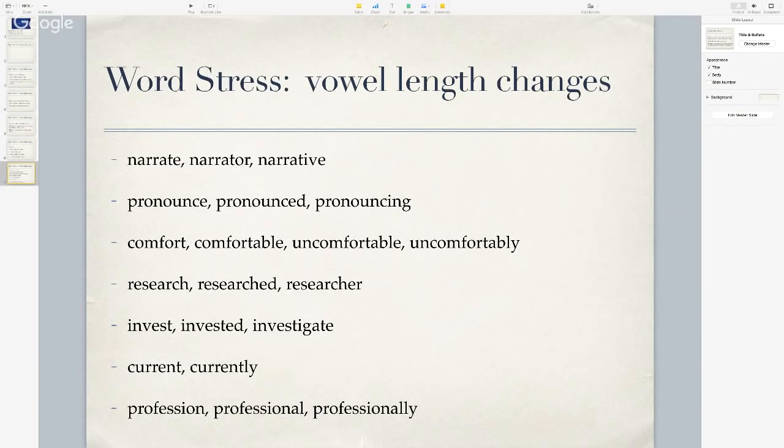uncomfortable, uncomfortably. Okay, so let's break this down. This is definitely a hard one. Comfort, comfort. And then we're gonna have three beats. Comfortable, comfortable. And then we're gonna have uncomfortable, uncomfortable. And then uncomfortably, uncomfortably. I'm gonna say them all at the same time so you can hear them. Comfort, comfortable, uncomfortable, uncomfortably.